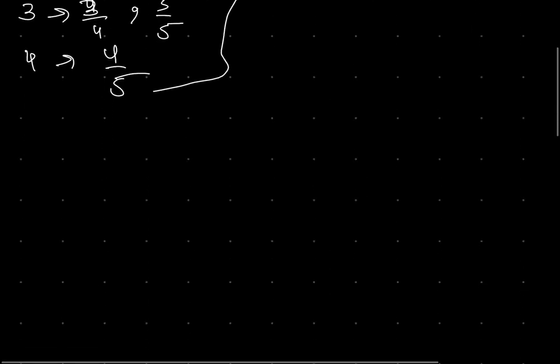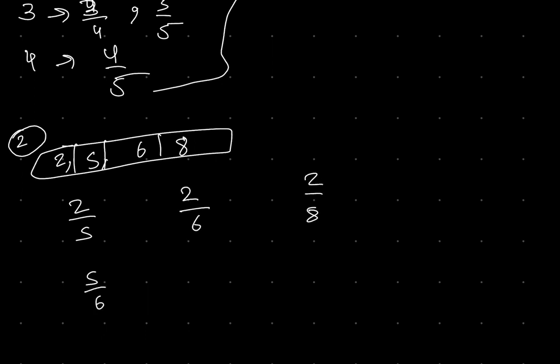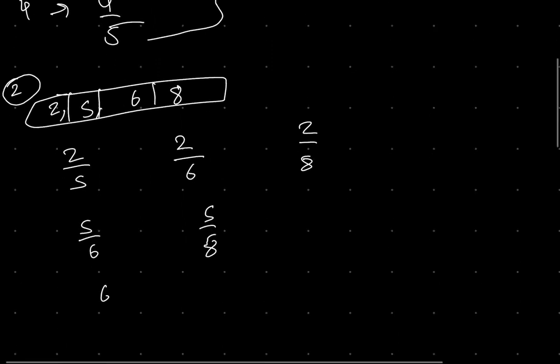Let's see another example. The array is 2, 5, 6, and 8. So what are the possible fractions? 2 by 5, 2 by 6, and 2 by 8. Then 5 by 6 and 5 by 8. And the last 6 by 8.